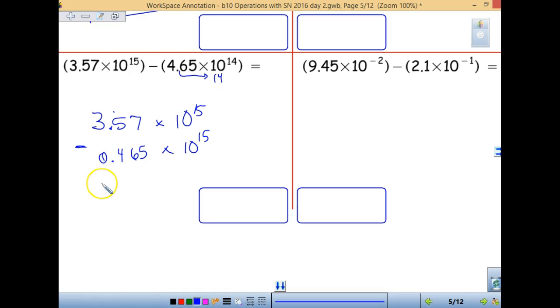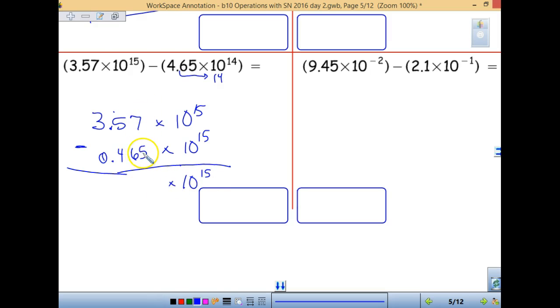Yes, everyone agree? Okay. So, it's really important that you understand converting them, just moving that decimal one place or the other, okay? So now we are going to subtract these. So when you do that subtraction, does the 10 to the 15 change? No, that stays exactly the same.